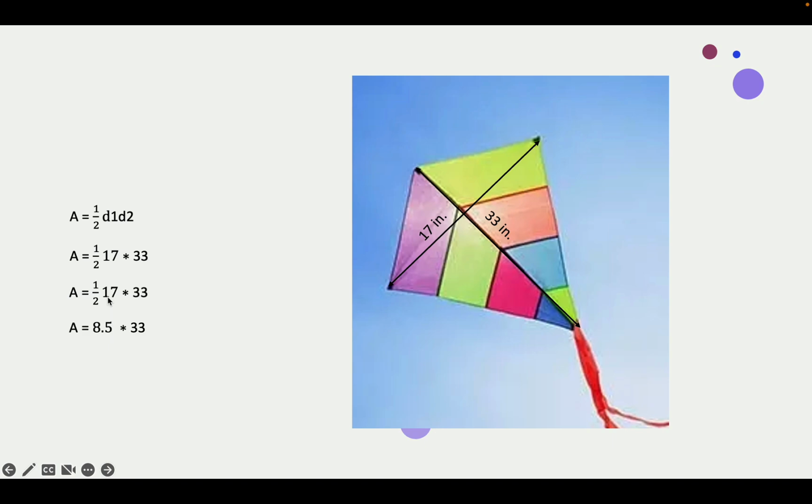In order to figure that out on a calculator, I actually took 17 and divided it by 2. You could potentially convert 1/2 to 0.5 and go 0.5 times 17, whatever works for you to get there. 8.5 times 33 is the next thing to do that I enter into my calculator, and that gives me 280.5 inches squared.